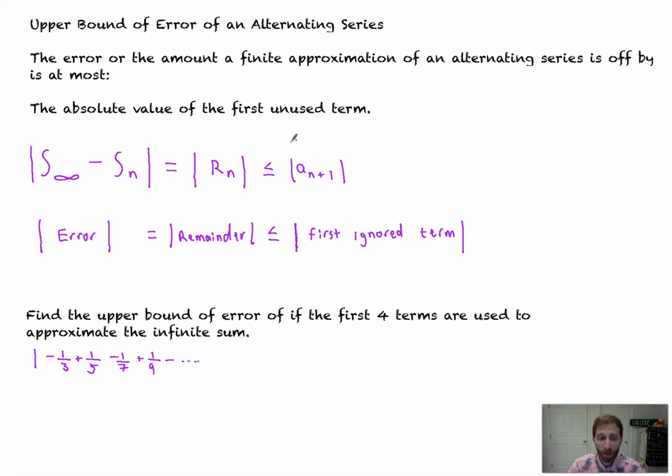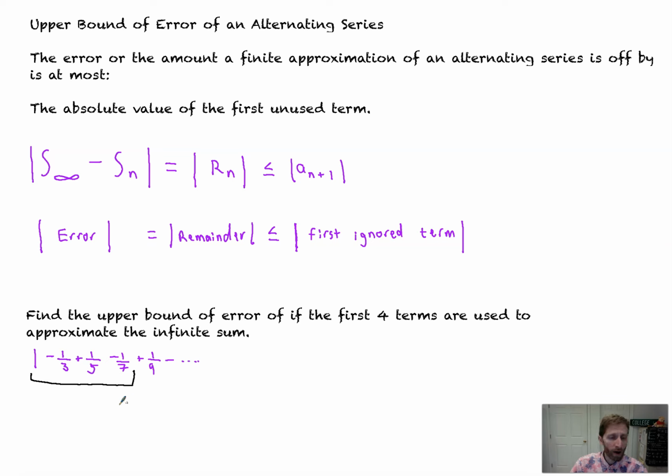So overall, the error of any alternating series is the absolute value of the first unused or ignored term. In this case, if we wanted to find the upper bound of error of the first 4 terms being used to approximate this infinite sum, let's say that your approximation was this amount right here. You add these values up, 1 minus 1/3 plus 1/5 minus 1/7, and then you add 1/9 onto it. Well, this is the first 4 terms used to approximate that infinite sum, whatever that number is. Then we want to know how much we are off by.